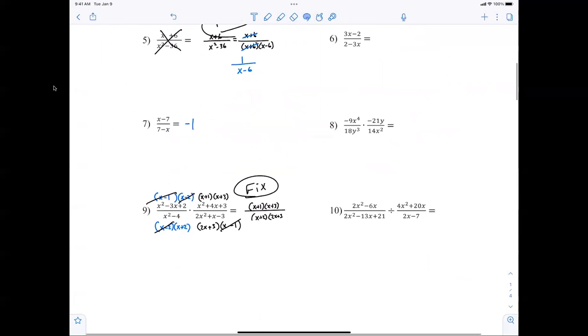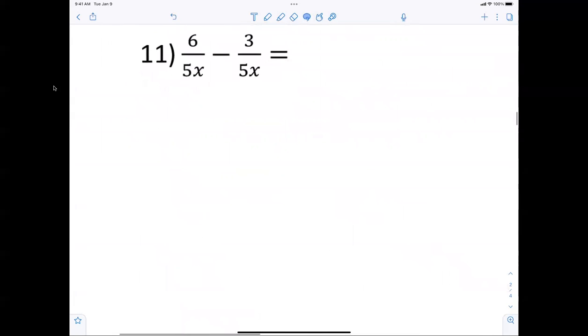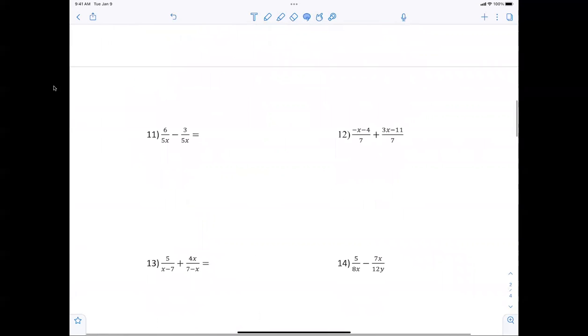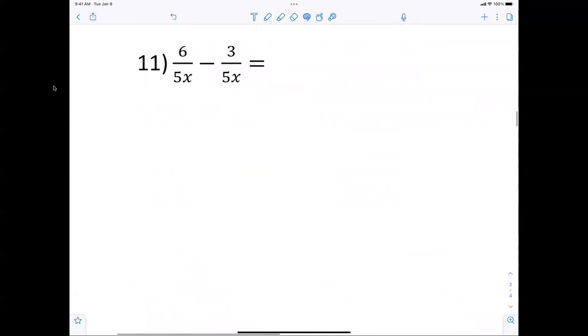All right, here we go. Number 11 is just what? 3 over 5x. Anybody have any issue? Anybody?